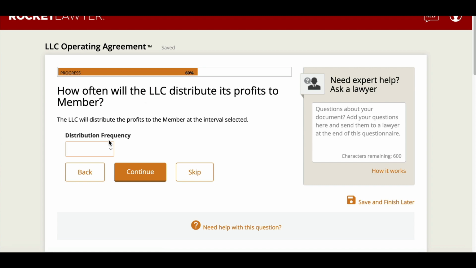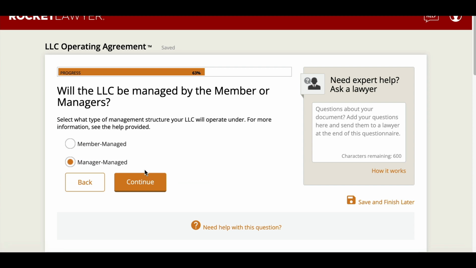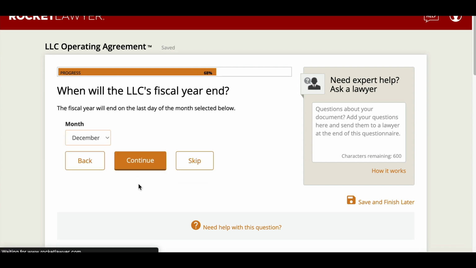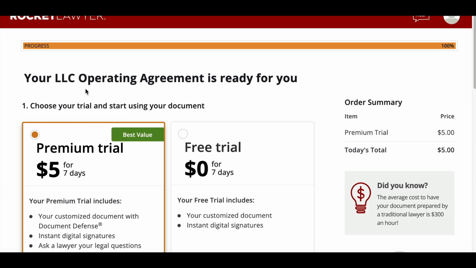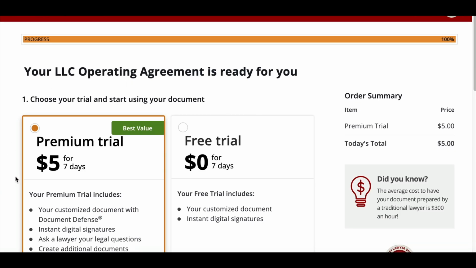How often will distribute profits? Put annual. I don't like having to decide that ahead of time. It'll be member managed. It'll appoint officers. Fiscal end December. Is it requesting tax rate? We're going to say no for right now. All right, your operating agreement is ready for you. I had to sign in.